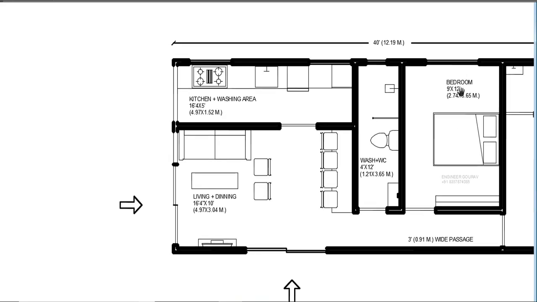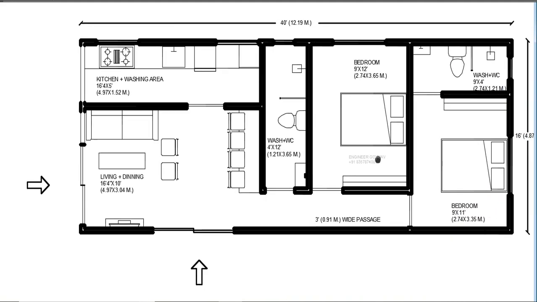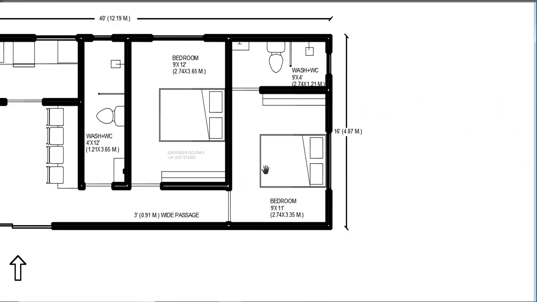Here you can see the bed arrangement, wardrobe arrangement and a large size window for ventilation and light purpose of this room. If you go inside, so we have bedroom number 2. Here you can see the bed arrangement, wardrobe arrangement and a large size window for ventilation and light purpose.